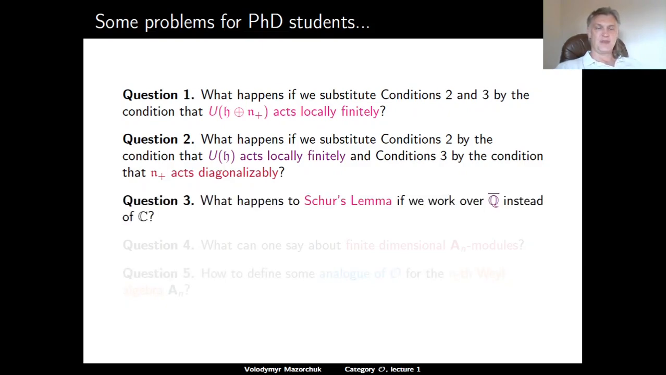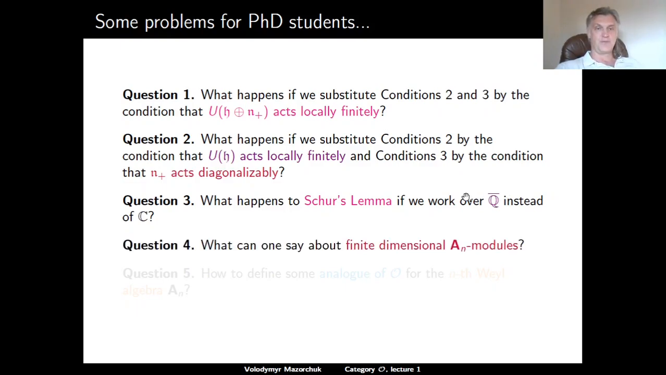Question 3. It's an interesting question to think about what happens to Schur's lemma if we work over the algebraic closure of Q instead of C. The current proof manifestly doesn't work because C is an uncountable set while the algebraic closure of Q is countable, so the argument of the present proof doesn't work.